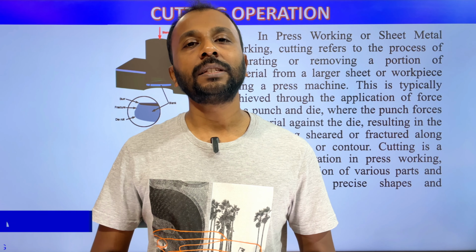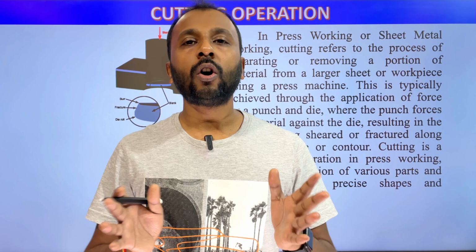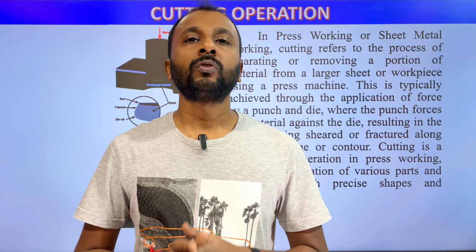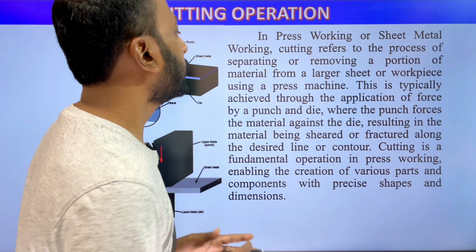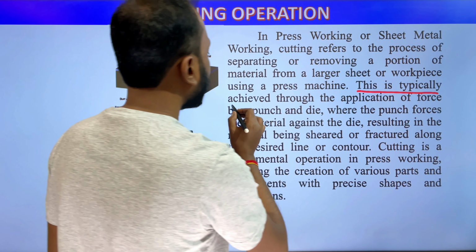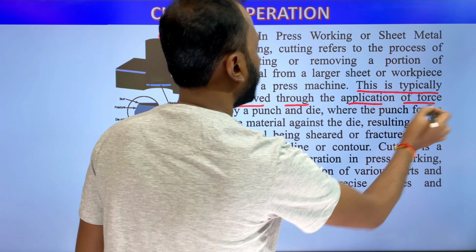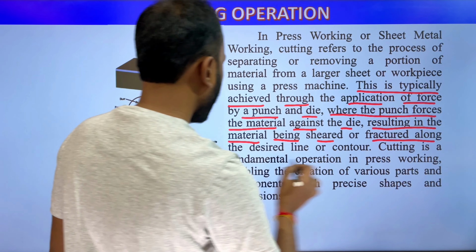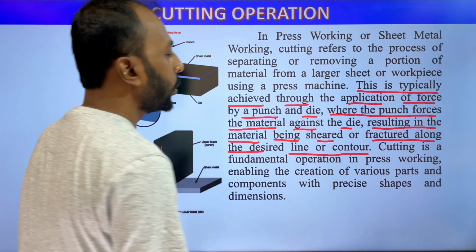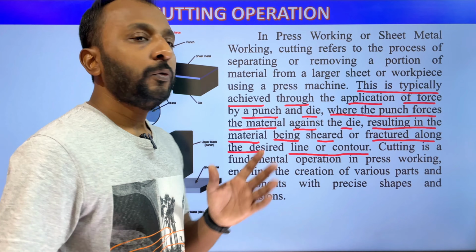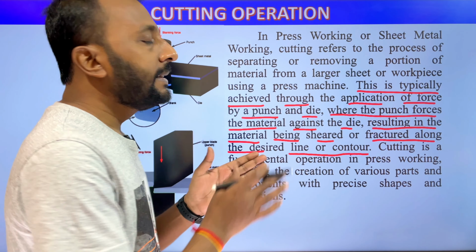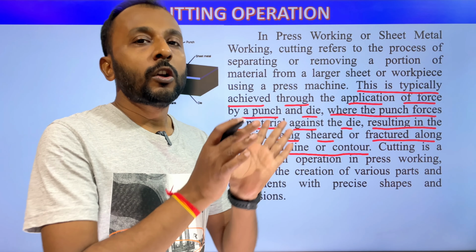Cutting operation refers to separating or removing a piece of material from a workpiece or a sheet metal using punch and die. So how can we achieve it? This is typically achieved through the application of force by a punch and die, where the punch forces the material against the die, resulting in the material being sheared or fractured along the desired line or contour. So in cutting operation, we cut any sheet metal in a straight line or in a contour path.